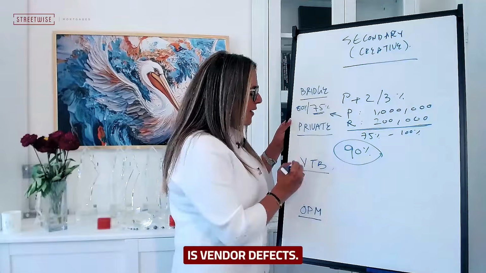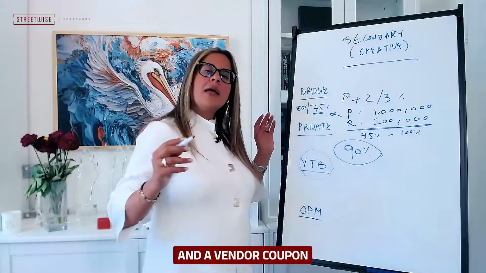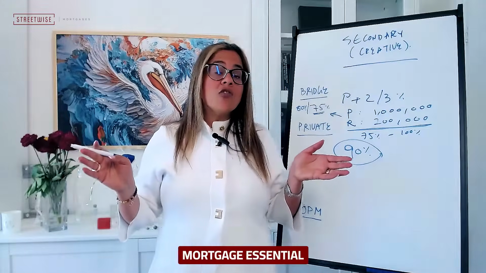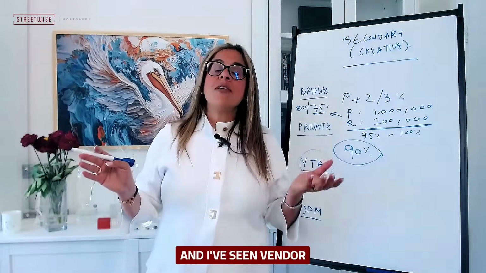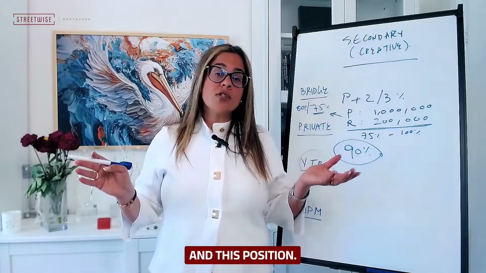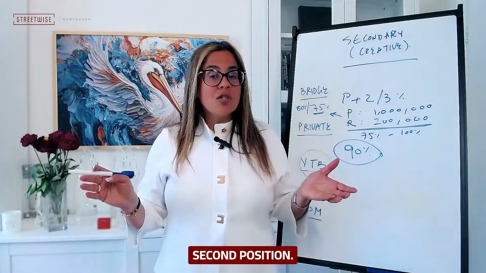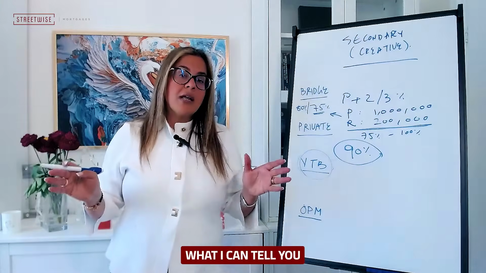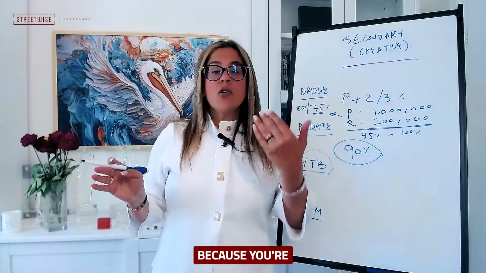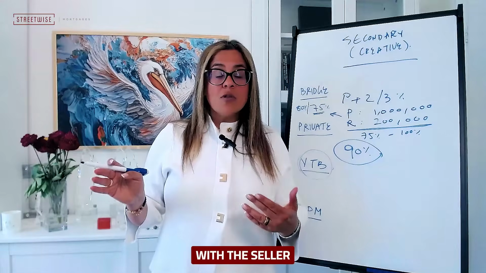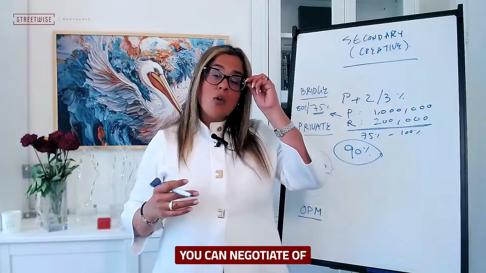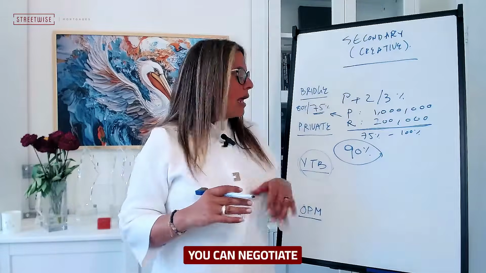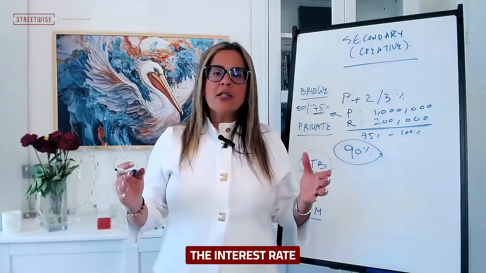The third option is vendor takebacks. And a vendor takeback is a mortgage essentially that you can negotiate with the seller of the building. And I've seen vendor takeback mortgages in first position. I've seen them in second position. And here's what I can tell you about vendor takebacks. Because you're negotiating them directly with the seller through the purchase and sales agreement, you do have leeway. You can negotiate how much. You can negotiate the interest rate on these loans.